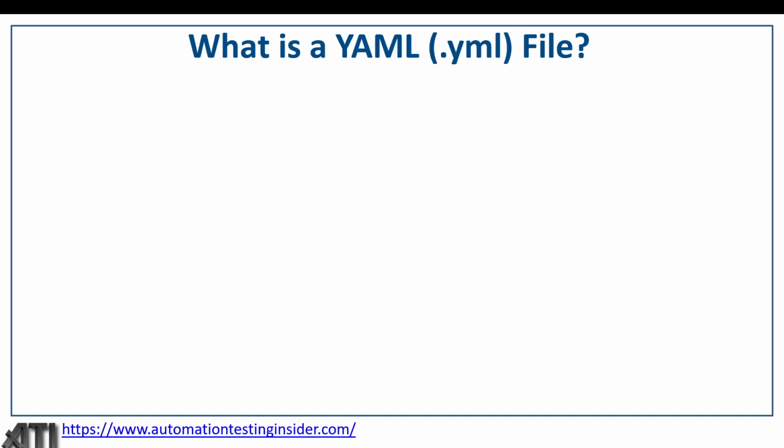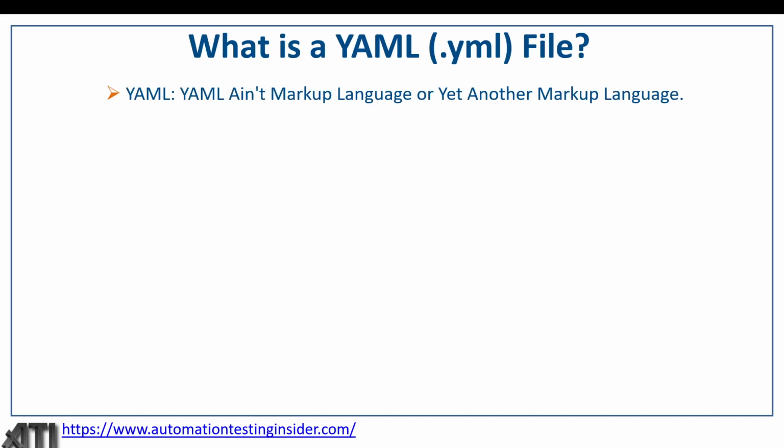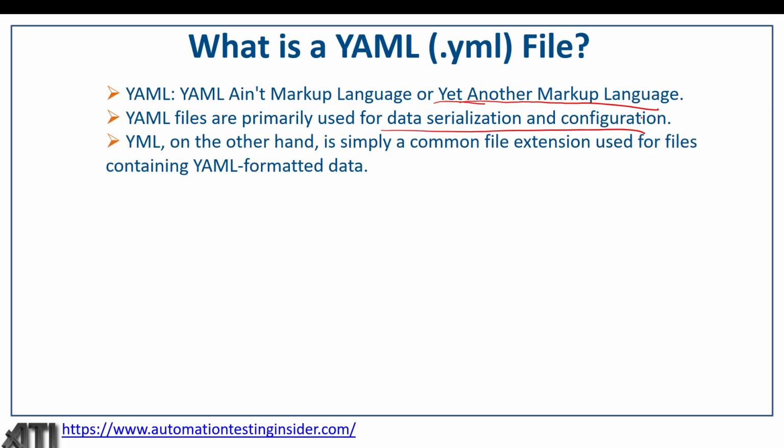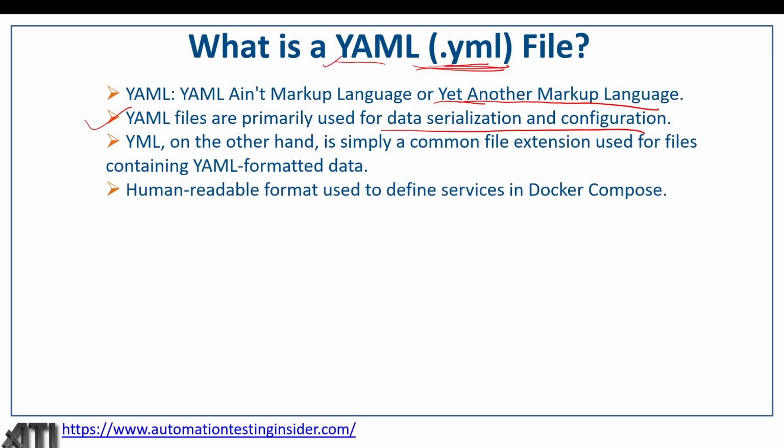Now, what is YAML or a .yml file? YAML is a markup language, also called Yet Another Markup Language. It is primarily used for data serialization and configuration. YML, on the other hand, is simply a common file extension used for files containing YAML formatted data. No need to get confused with this one; YAML and .yml are the same. Basically this is the file format we are using, with the extension .yml, a human readable format used to define services in Docker Compose.